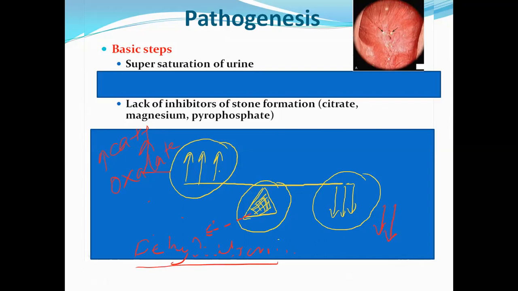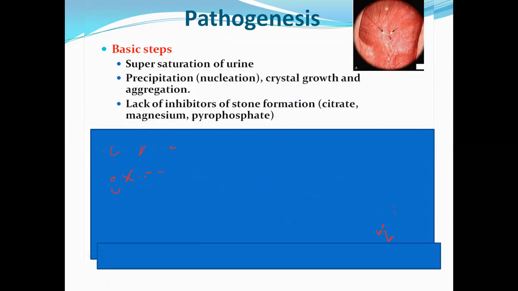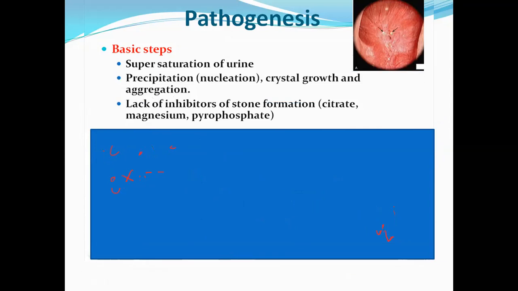Okay, so let's see. We have three factors basically: the supersaturation of urine, then precipitation, then lack of inhibitors. I've already explained everything. Let us see it in the flow chart.